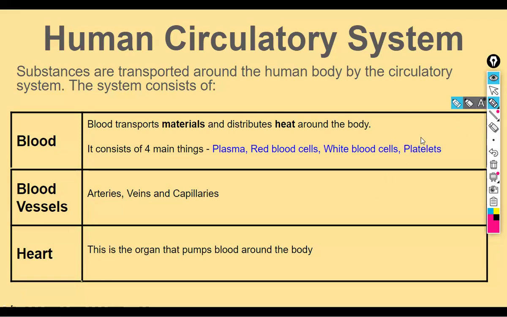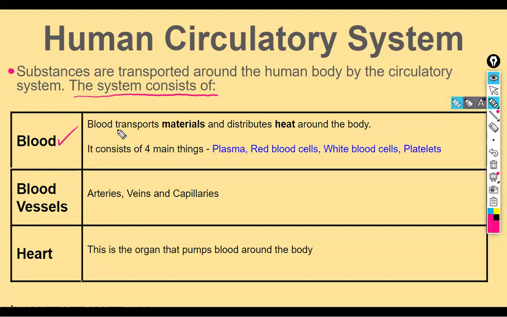So if they ask us in the exam, what is the circulatory system and what does it do? Substances are transported around the human body by the circulatory system. Very easy to understand. But what does the system consist of? What are the major parts of the circulatory system? Well, I already mentioned one to you, blood. That's a key player in the circulatory system.